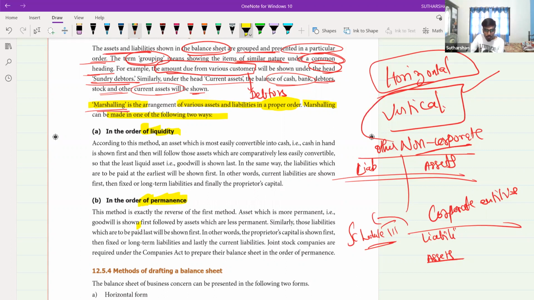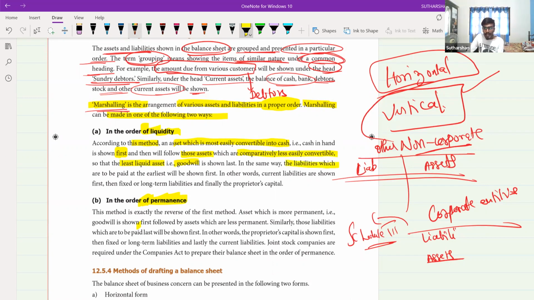Okay, according to this method, assets which are most easily convertible into cash will be presented first. Highlight the point. In this method, assets which are most easily converted into cash, cash can easily be changed into another item, so we will present it first. Next, the least liquid assets, and then follow those assets which are comparatively less easily convertible. So the least liquid asset, what is that? We can say goodwill. Then we can say inventories.